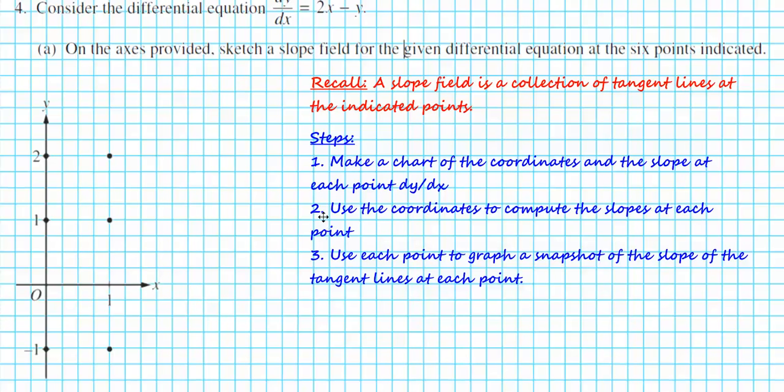These are the steps we're going to employ in generating our slope field. First of all, we're going to make a chart using the coordinates as a guide. Then we will input the coordinate values and compute our slope at each of the points using the differential equation. Then we will use rise over run just to generate a snapshot of the tangent line at each point. Okay, so those are the steps we'll employ. Let's go ahead and create the chart.